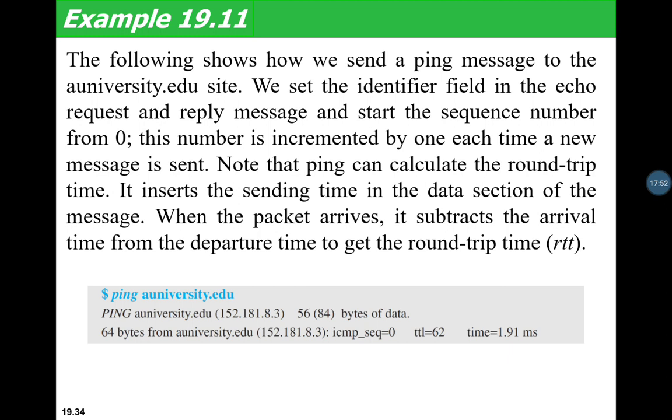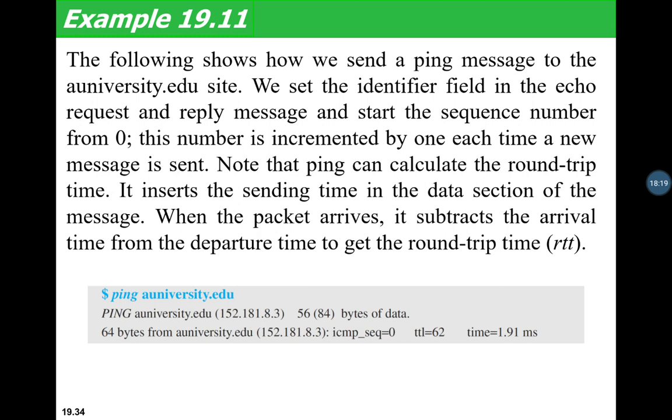So the source host will be sending the ICMP echo request message. The destination, in case it is alive, responds with the echo reply, and the program sets the identifier field and starts the sequence number and increments that by 1. Ping also calculates the round trip time. It inserts the sending time and subtracts the arrival time to get the round trip time.